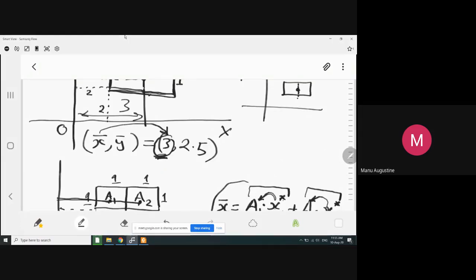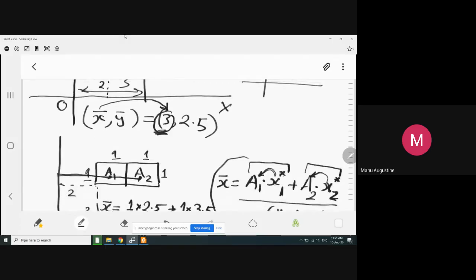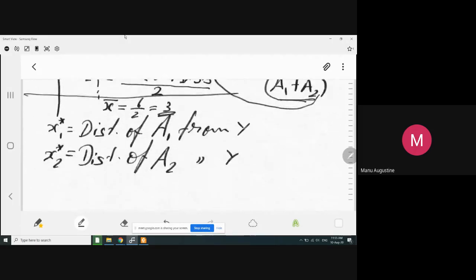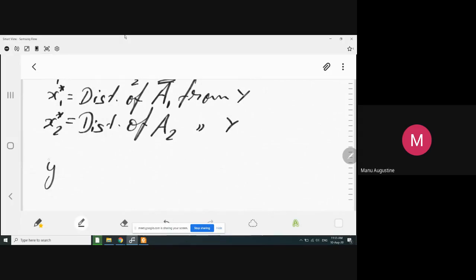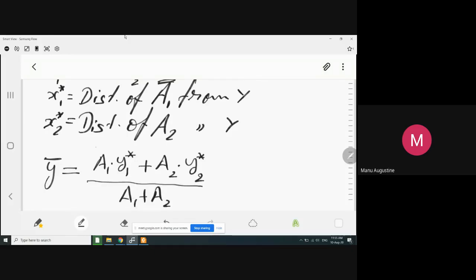Okay, now you do the same thing for y bar. So if I want to find the value of y bar, the y bar distance for the composite area, I know that there are two areas. So what I have to do is a1 multiplied by y1 star plus a2 multiplied by y2 star, whole divided by a1 plus a2. Now I want you to apply this formula to this. All of you do this on your own.